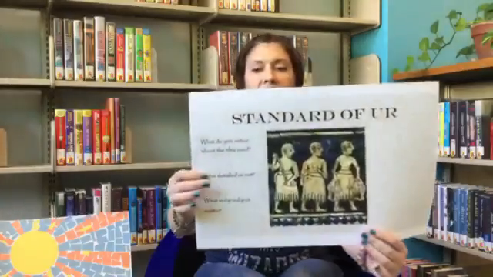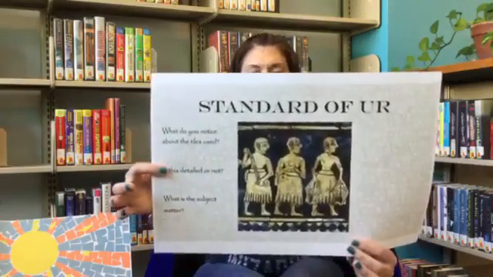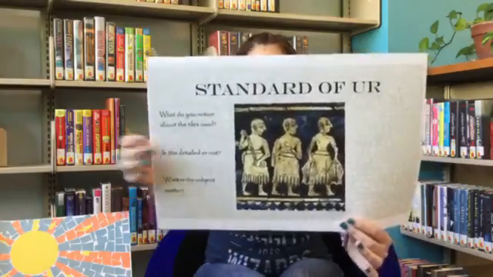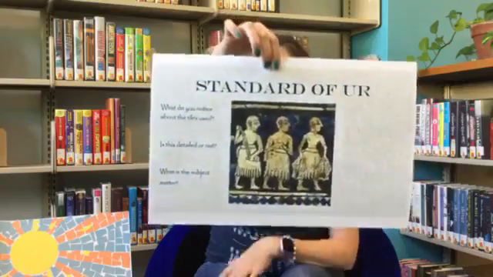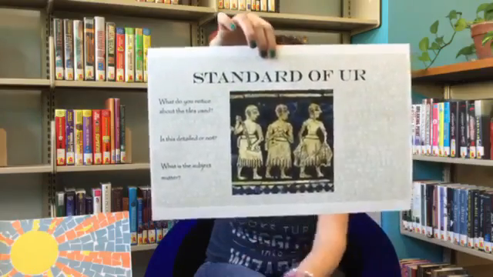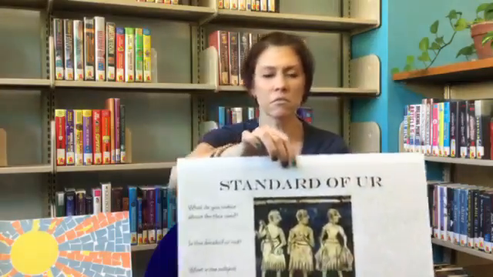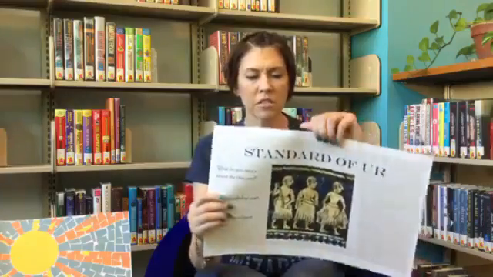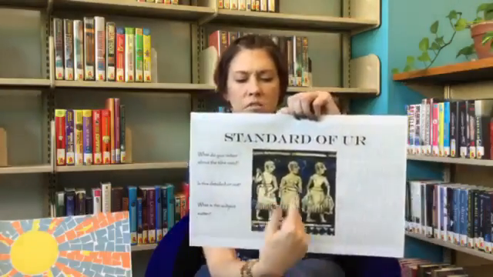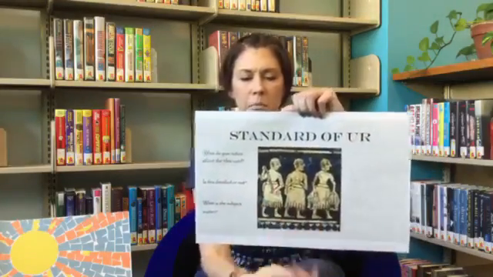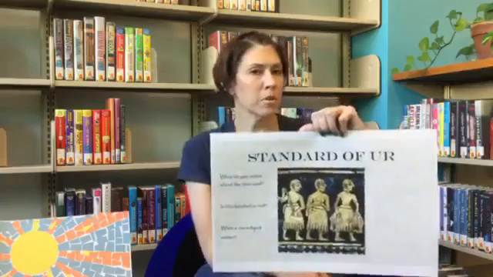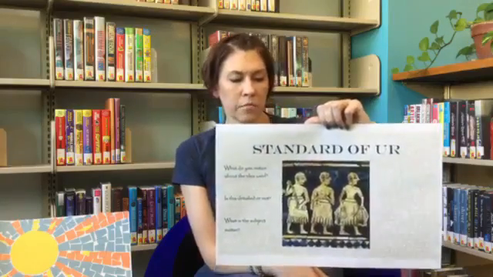is called the Standard of Ur. Now, if you look at this mosaic, there's something different about it from the one I just showed you. Does it look very detailed? Does it look like they used all kinds of little bitty pieces here to make up a picture? No, it's pretty simple, isn't it, actually?